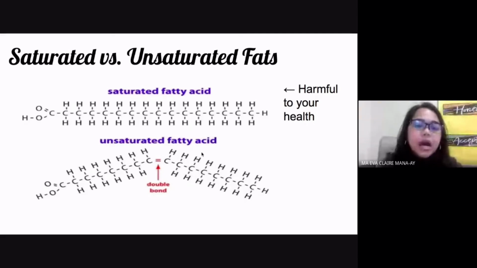Examples of unsaturated fatty acids would be your vegetable oil. That's also an example of your fats, your triglycerides, but of course it is unsaturated, which makes it healthier for your body. Vegetable oil, even fish oil, is part of your unsaturated fats. But saturated fats, you have your animal fats, and they are more harmful to your health. So again, the major difference between saturated and unsaturated fats is that unsaturated fats would have one double bond.